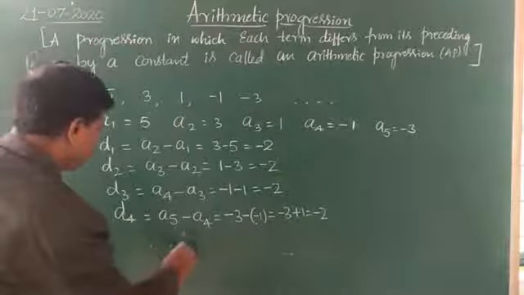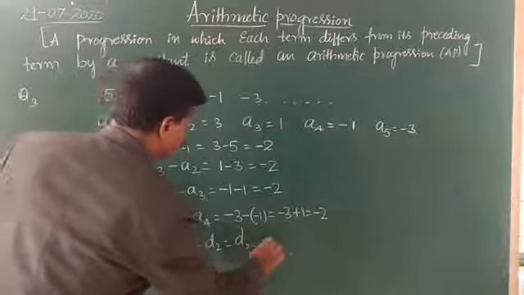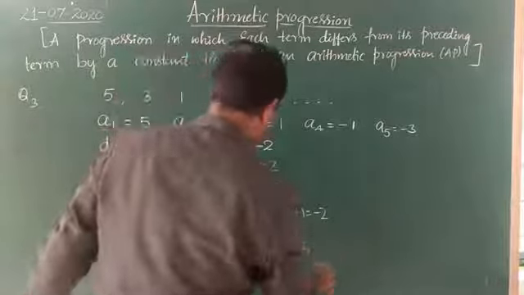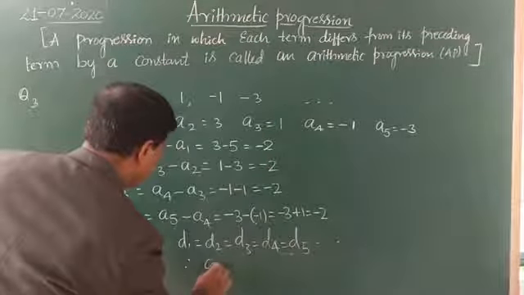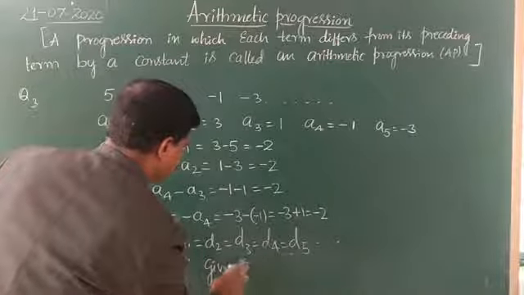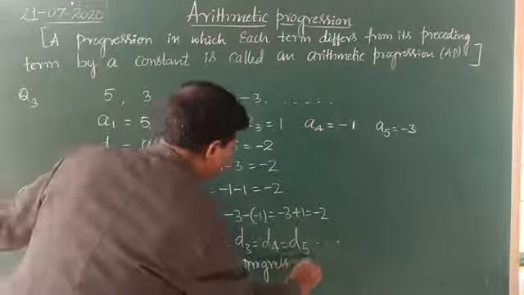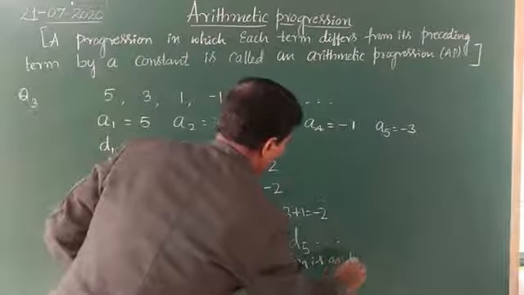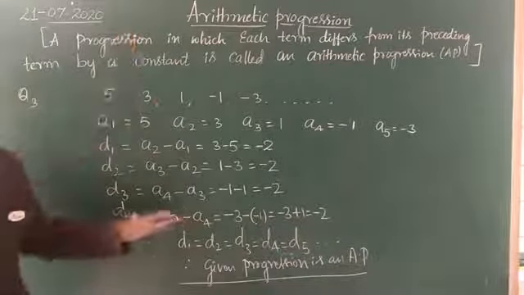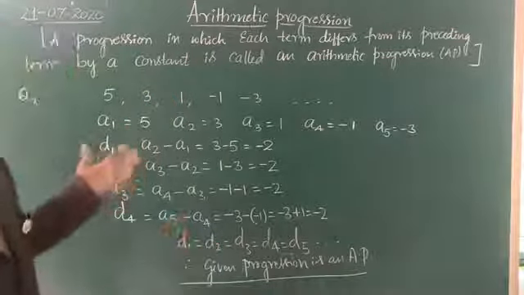So therefore here D1 is equal to D2 is equal to D3 is equal to D4 is equal to D5, etc. Therefore, the given progression is an AP. Understood? So this is how to check whether the given progression is an AP or not.